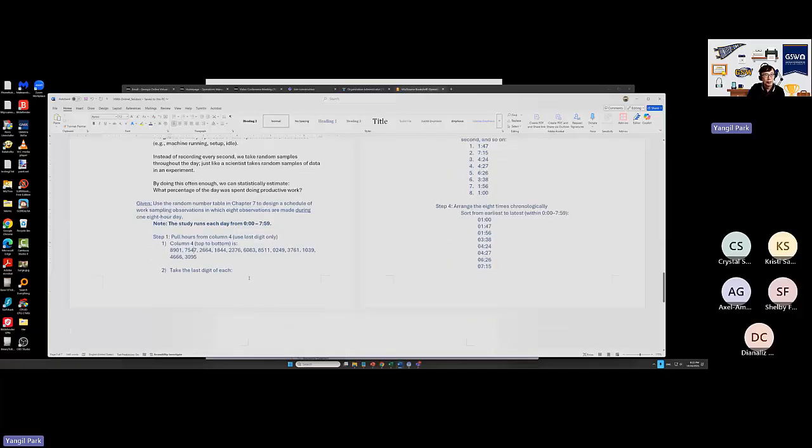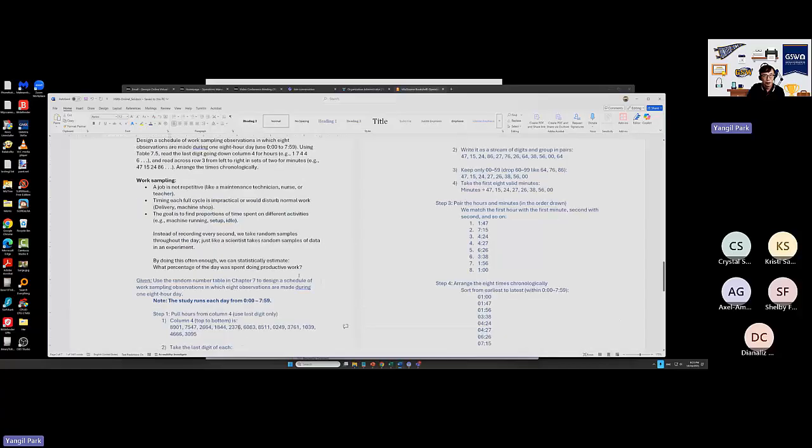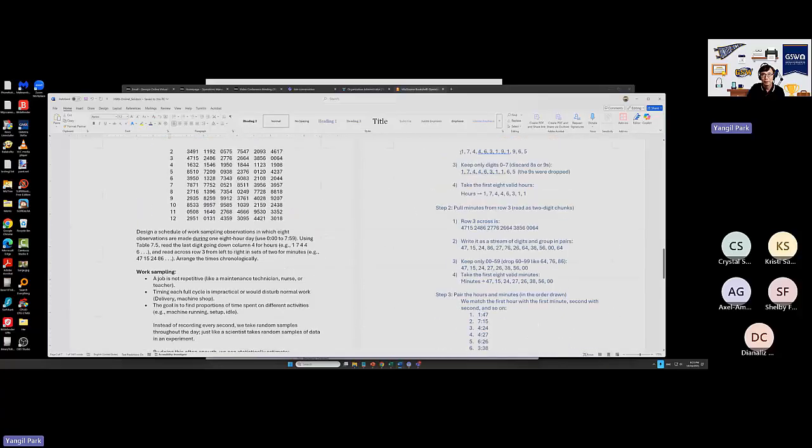Then we take only the last digit, which is 1, 7, 4, 4, 6 in that order. That's the number we found. However, we're going to keep only digits 0 to 7. Why? Because remember, the range of hours is only 0 to 7, so anything over 7 is no good. We just throw away 8 and 9. Then we keep these numbers, which is 1, 7, 4, 4, and so on, 8 of them.